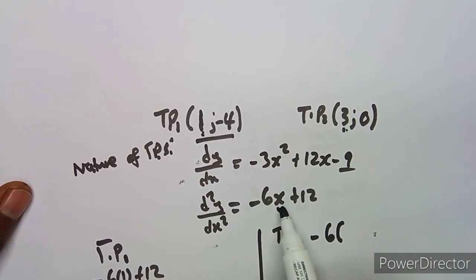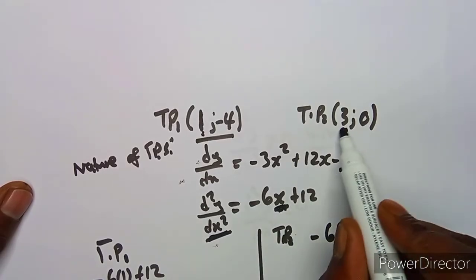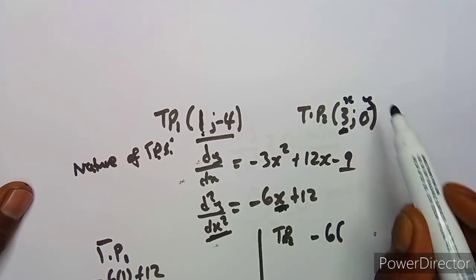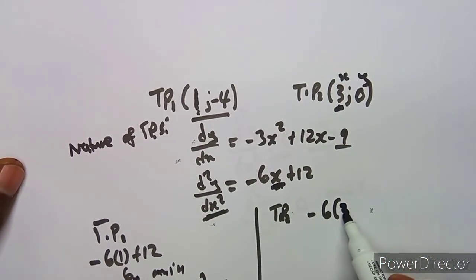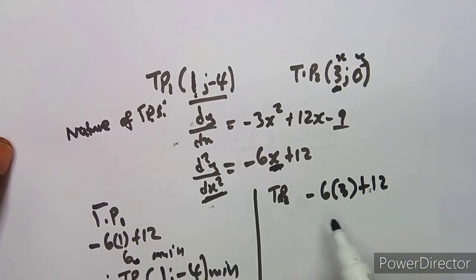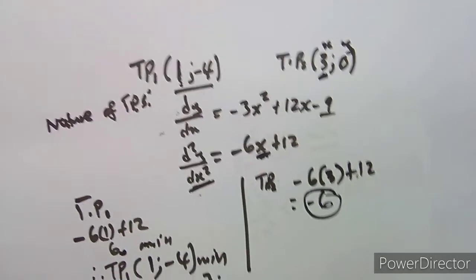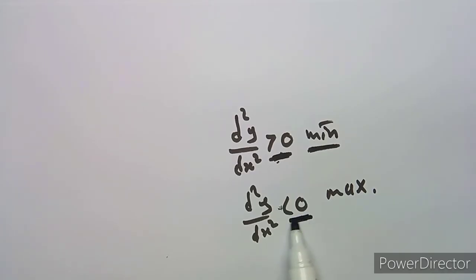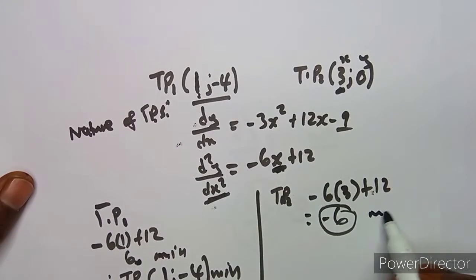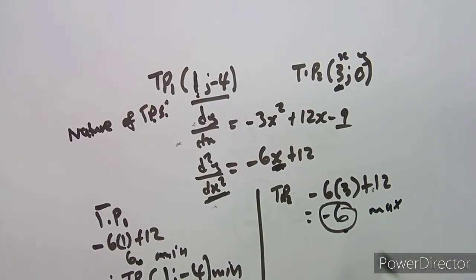For this, we substitute in place of x on the second derivative the value of x from the turning point, remember, it's x and y like that. So x is 3. So it's -18 plus 12, which is going to give us negative 6. And as you can see, negative 6 is less than 0, which means here it's a maximum turning point, because our second derivative is less than 0.